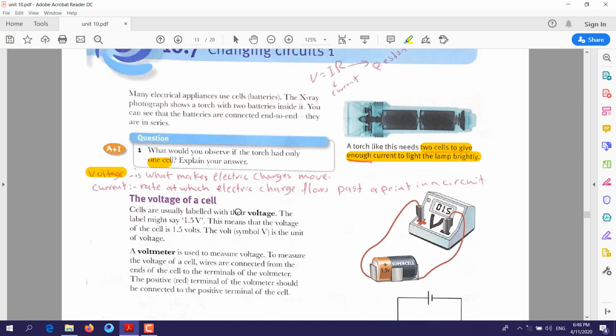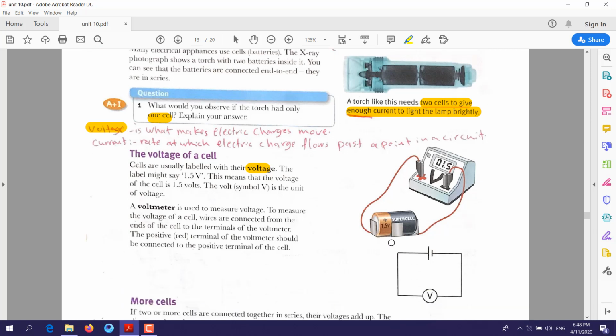Cells are usually labeled with their voltage. On these cells, it's written, for example, 1.5 V or volt, or others are 9 volt. We have, for example, car batteries with 12 volts written on them. So how will we know how many volts it is? We will use a tool or instrument we call a voltmeter. A voltmeter is a tool used to measure the voltage.